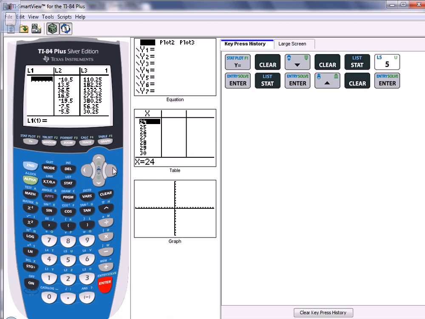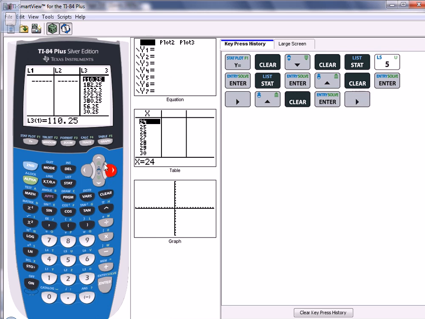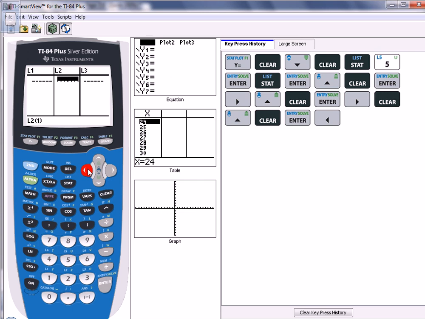I want to clear it out of all my table, so I'm going to do the same thing over in L2. I'll arrow over to get into L2. I'll go up and clear the data and hit Enter, and it disappears. I'm going to arrow over to L3. I'm going to clear my data. Oh, I didn't go up, did I? So I have to go up, then hit Clear and Enter, and my data disappears.